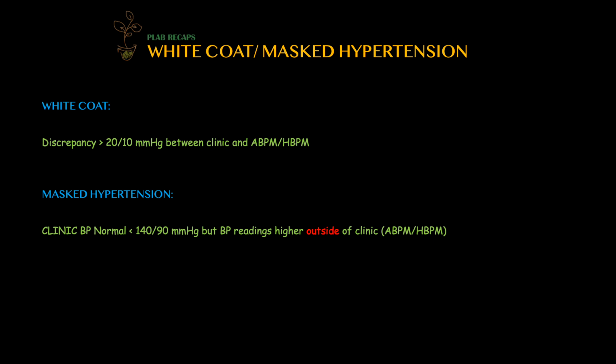Now, masked hypertension is when you're unable to diagnose a patient with hypertension because they appear to be normotensive when they come to your clinic. So when you do clinic blood pressure readings, they are normal. However, outside of the clinic on ambulatory or home blood pressure monitoring, their readings are high.